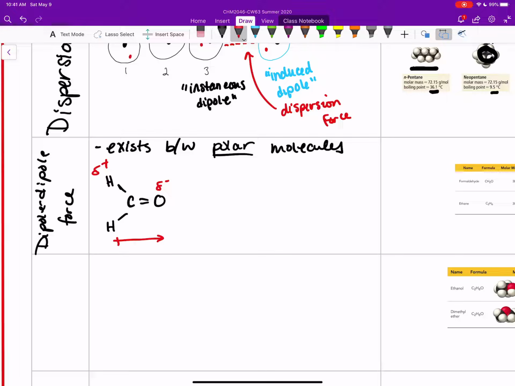All right, so what happens is we get another formaldehyde molecule, so I'll draw a second one here now, that has the same dipole moment, partial negative on one side and partial positive on the other. The partial negative on this first formaldehyde molecule that I drew is going to be attracted to the partial positive on the second formaldehyde molecule that I drew, and that's your dipole-dipole force.